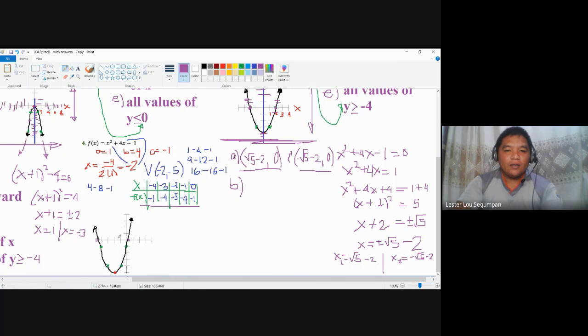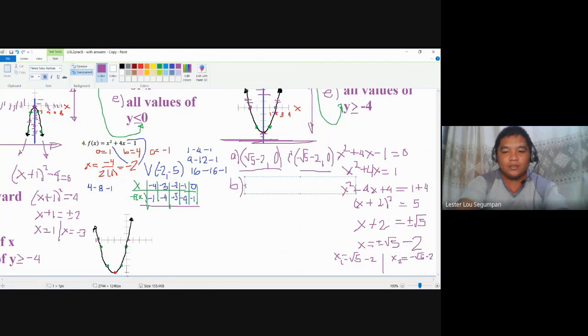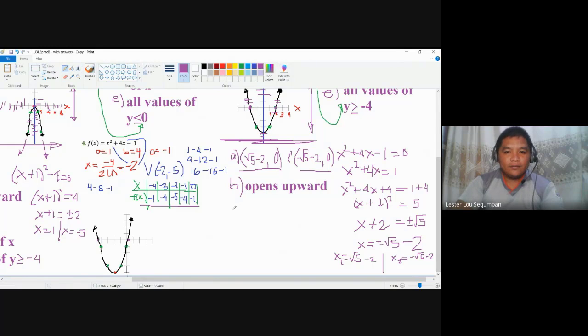Letter B. B is very obvious. It opens upward. Letter C. Actually, no, letter A is the only item here which is very difficult, because you already know the technique in solving these items here. So you have x equals negative 2, because again, this is where the axis of symmetry should be drawn so that we could actually divide the parabola into two mirror images. Right?